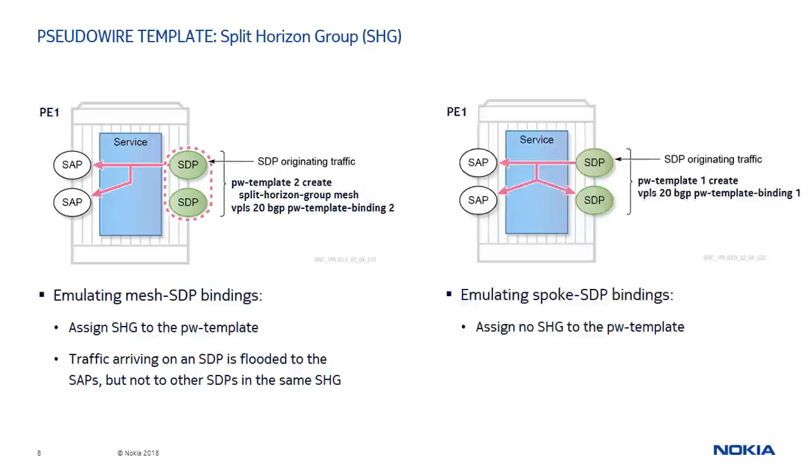When no SHG is assigned to the Pseudowire template, the service will emulate spoke SDP rules. In this scenario, broadcast, unicast, and multicast traffic arriving on an SDP is flooded to all other SAPs and SDPs in the service.